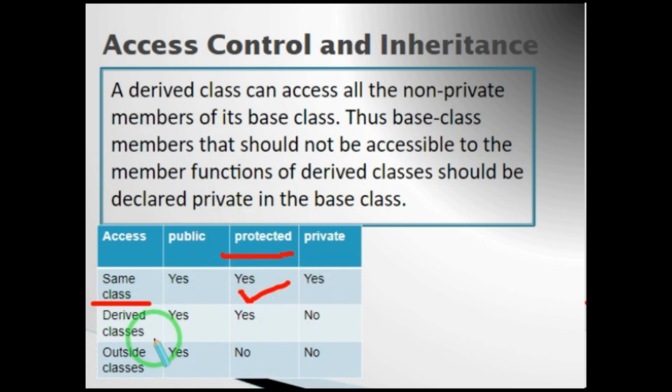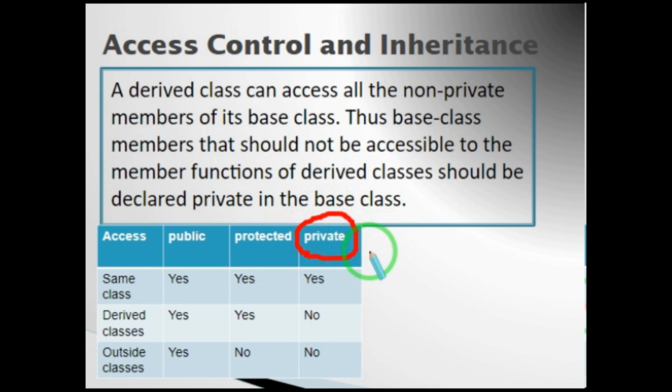Protected member in a derived class, yes, you can access a protected member in a derived class using the inheritance concept. But a protected member outside the class without inheritance, no, not possible. What about private? A private member is only accessible in the same class. This private member cannot be accessed in a derived class, and from outside the class also. So we cannot inherit the private member of a base class.